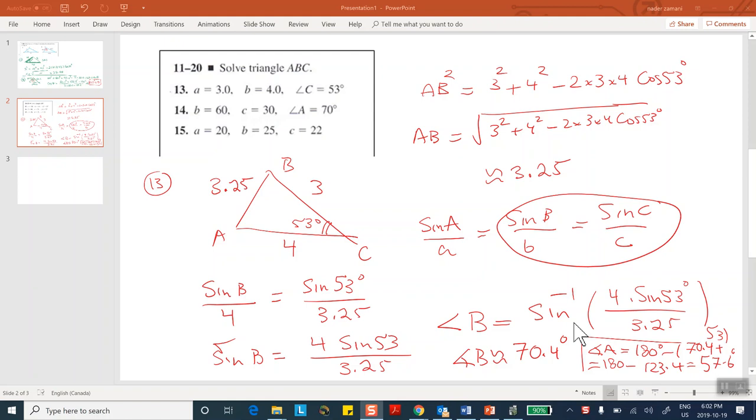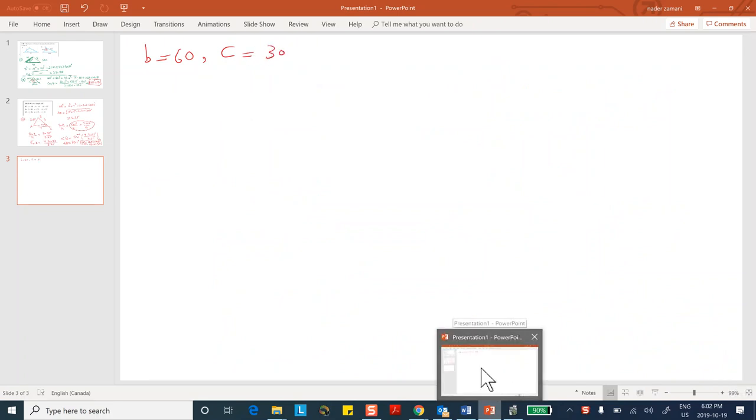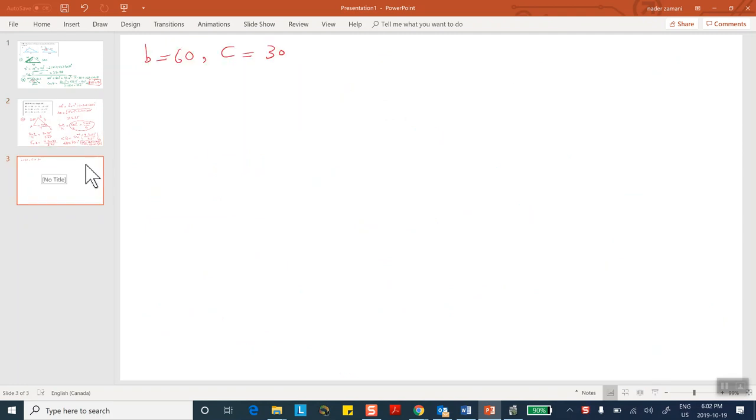This is the second segment for homework number 12, so I'm going to be doing problem number 14 here. That is law of cosines. So B is 60, C is 30, and angle A is 70 degrees.